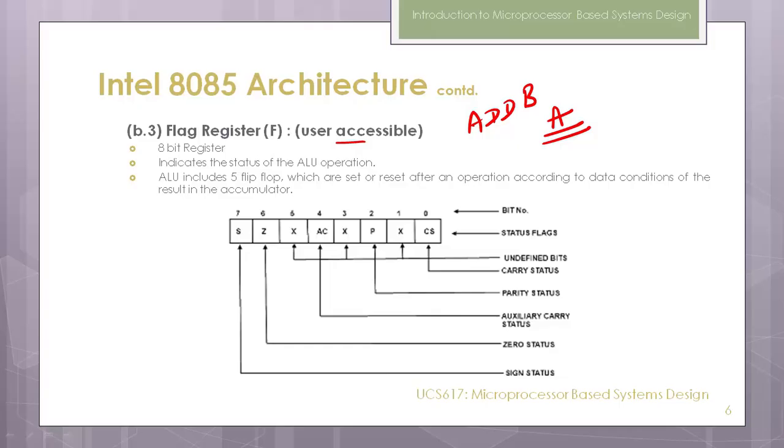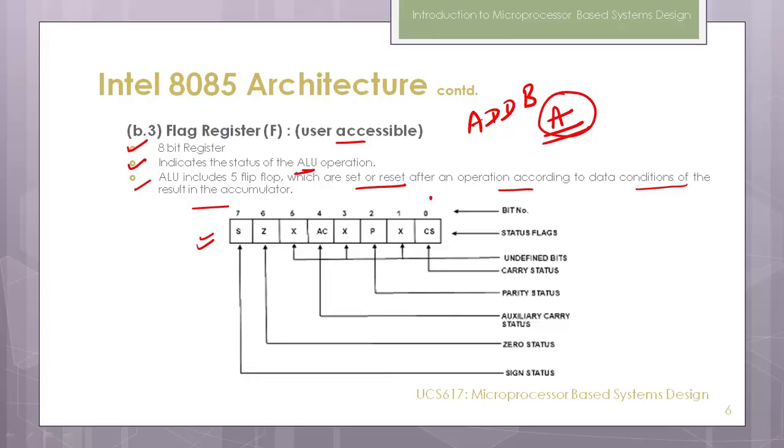So some different kinds of flags are also affected. How? The flag register is 8-bit. It indicates the status of ALU operation, meaning arithmetic logical unit operation. It includes 5 flip-flops which are set or reset after an operation according to the data conditions of the result in the accumulator. Means after producing the result into the accumulator, there is an effect on the flag register also. So this is the status flag, whose total size is 8-bit.